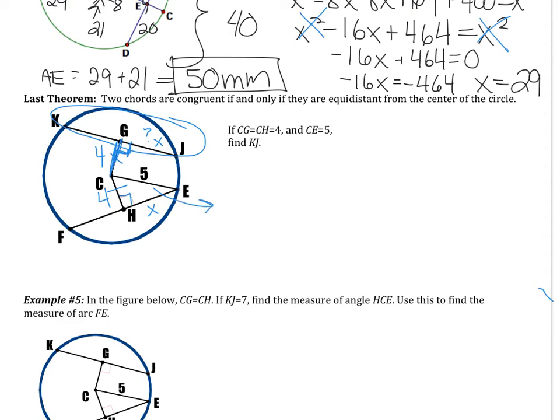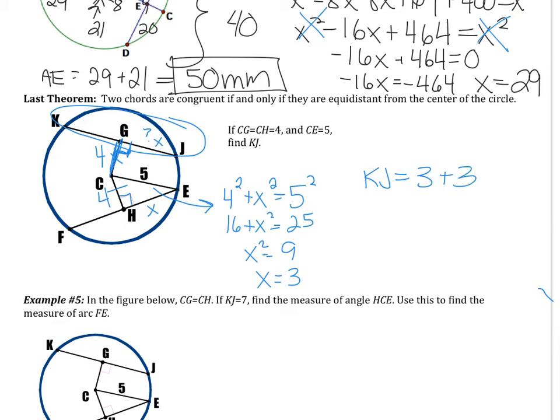So I'm going to use the Pythagorean theorem here on this triangle. 4 squared plus X squared equals 5 squared. So I get 16 plus X squared equals 25. X squared equals 9. X is equal to 3. Okay, it would be plus or minus, but we don't take the minus. So now KJ, the segment that they wanted me to find, is 3 plus 3, so it equals 6. Okay, this was a tricky one because you have to think about all the things that are congruent in this picture, and it would be this segment's congruent to this segment, which is congruent to this segment, which is congruent to that segment.